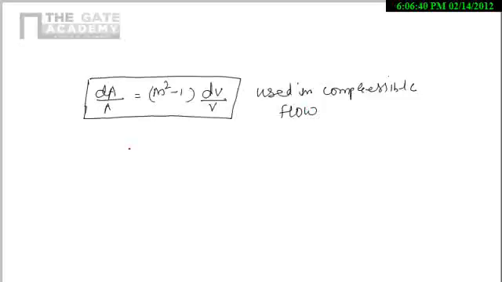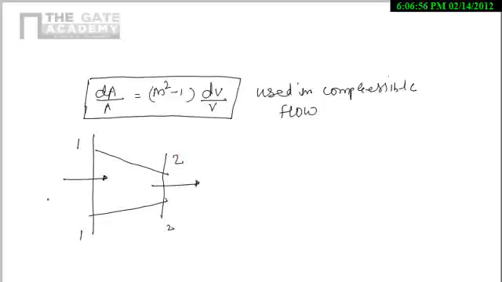So now I am giving one example here. Suppose I am taking a structure where the area of cross section is decreasing. That is, suppose section 1 and section 2, and steam is entering here and going out. And suppose Mach number is less than 1, that is for subsonic flow. So now I am using this formula, dA by A equals M square minus 1 times dV by V, for this case, that is our example.